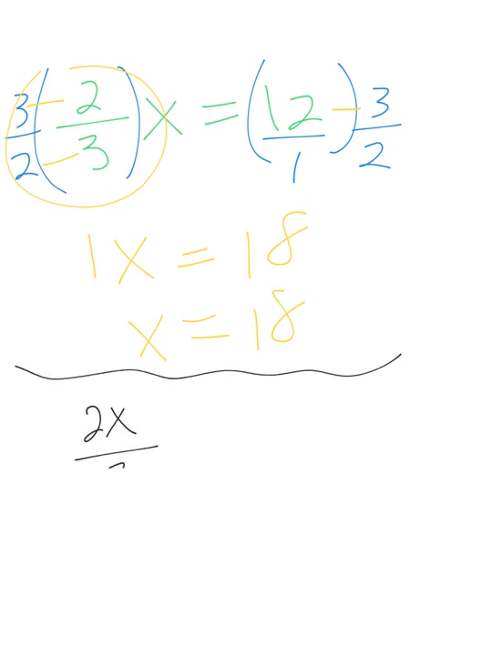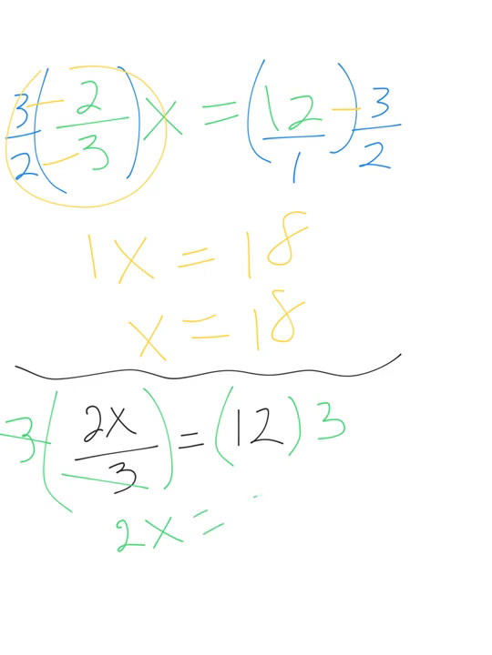You could take this into 2x divided by 3 is 12, and go ahead and take it 2 steps. Multiply by 3, get rid of that denominator. Now you have 2x equals 36, and then go ahead and divide by 2, and you get x is 18. So there are a couple different ways that you can tackle this type of problem.